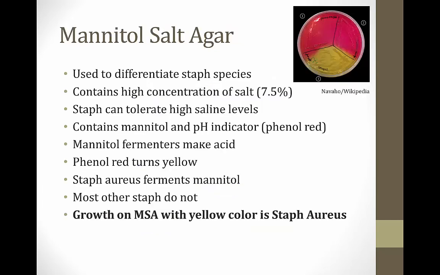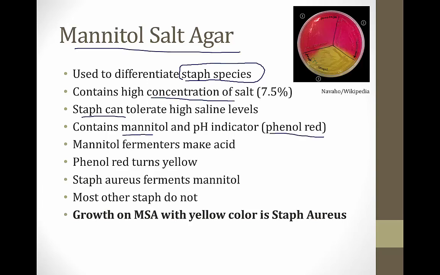The last bacterial identification test I'll mention before moving on to gram-negatives is that of mannitol salt agar, and this is used to differentiate staph species, so it's used to separate staph into Staph aureus and other staph. So this medium contains a high concentration of salt, and staph can tolerate these high saline levels. It also contains mannitol and a pH indicator called phenol red. Now mannitol fermenters like Staph aureus make acid, and the acid changes the phenol red to yellow. So Staph aureus ferments the mannitol, but other staph do not. So the bottom line is that growth on mannitol salt agar with a yellow color is Staph aureus.